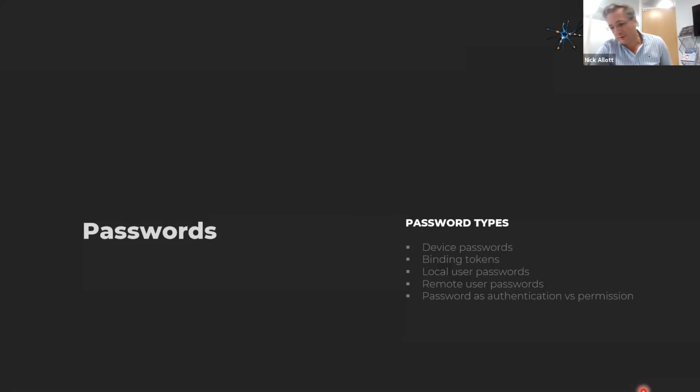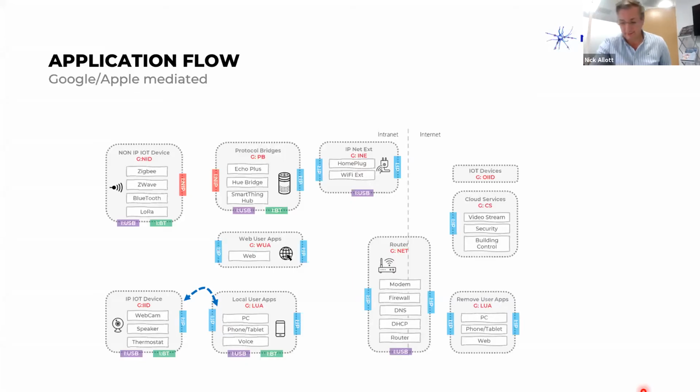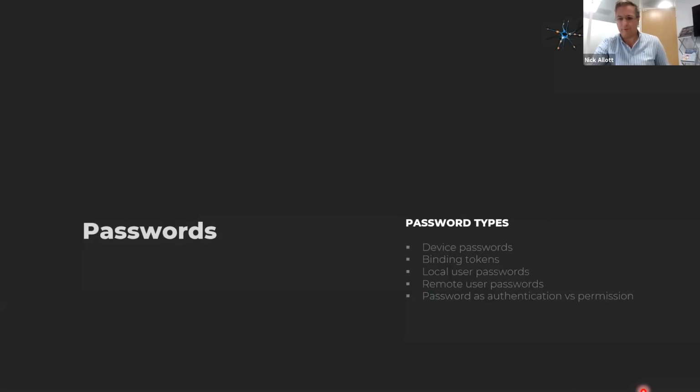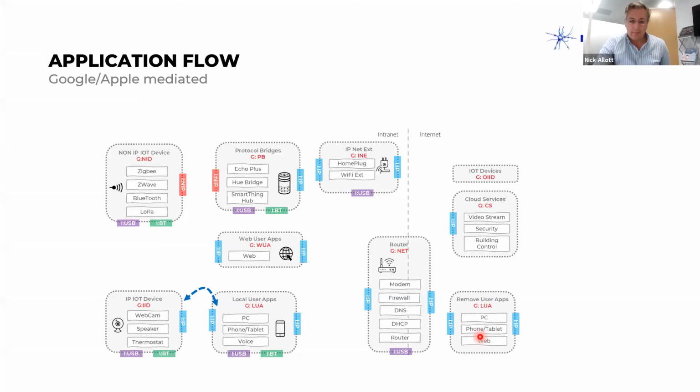But then we've got local user passwords. For example, have I cached some of the credentials for a cloud password, or have I got a significant and sensible model for having multiple users on the local system? And then, as I say, you've got to think about passwords as authentication versus permission.